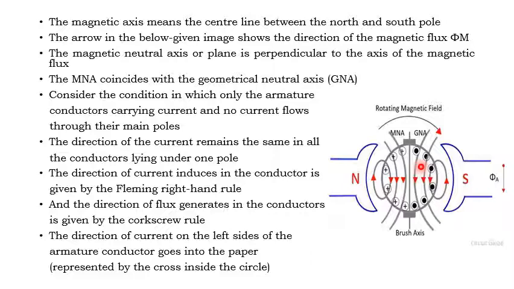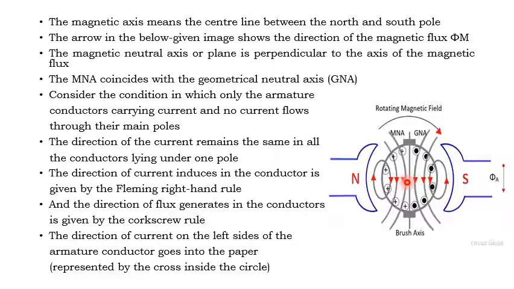So what is the direction of the current? This direction of the current remains the same in all the conductors lying under one pole. See, what is the direction here? All the conductors are lying under a single pole. Now the direction of the current flow is the same under that pole. So here the conductor carries the current.